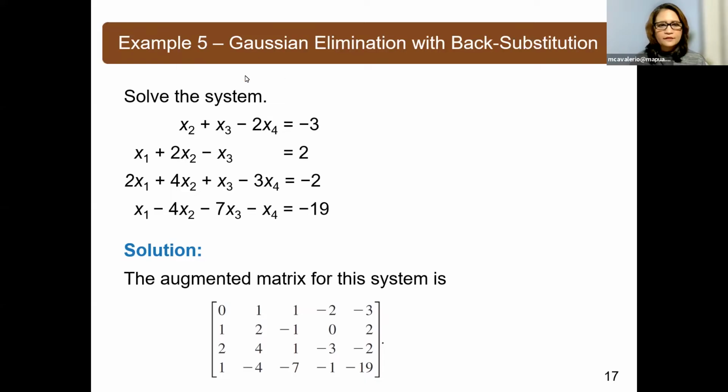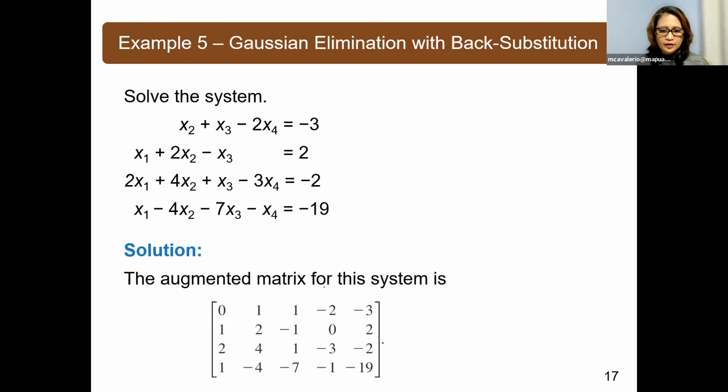Now let us solve the system given here. So we will have 4 equations in 4 unknowns. The first thing that we need to do to solve the system of linear equations is to form the augmented matrix, right? So we simply get all the coefficients of the variables x sub 1, x sub 2, x sub 3, and x sub 4, being 0, 1, 2, 1. And then you also have here your 1, 2, 4, and negative 4.